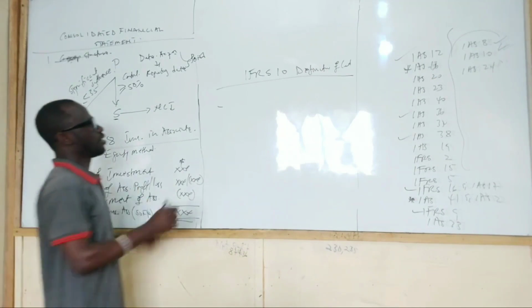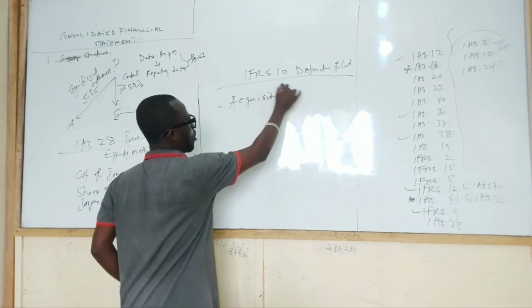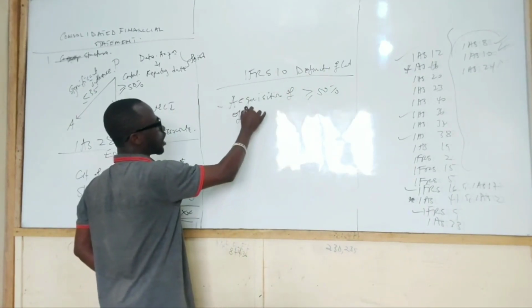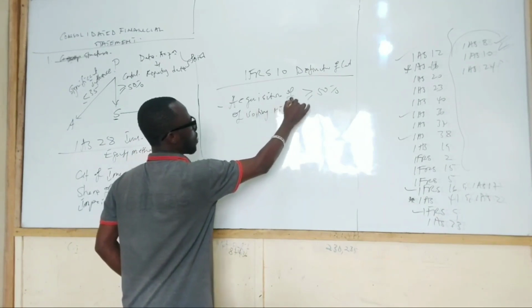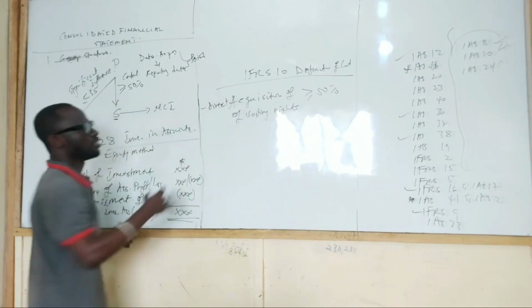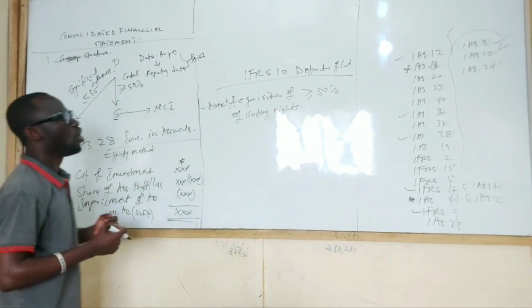Number one, by the acquisition of more than 50% of the voting rights of the company. So this is direct acquisition. They bought it. So they get a direct ownership. They get a direct control of the voting rights.